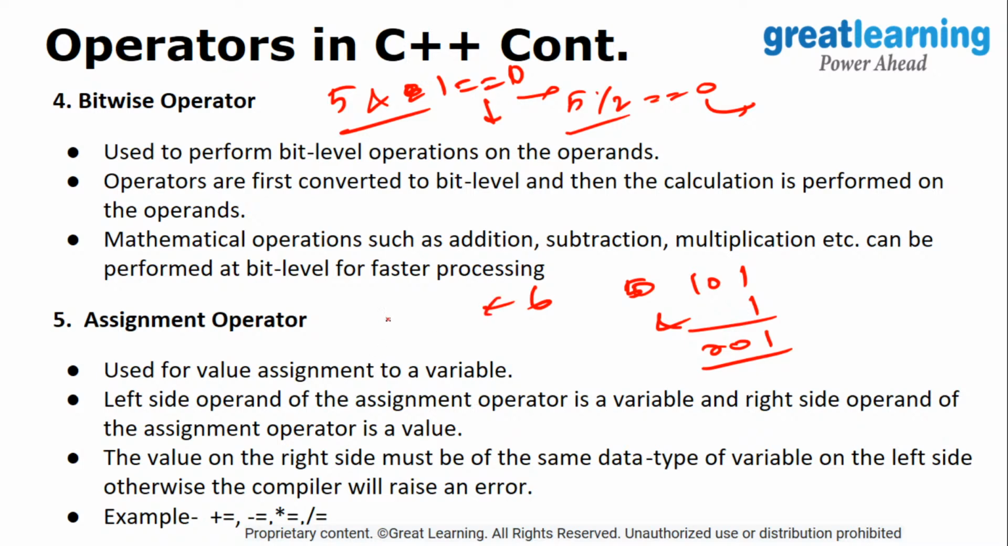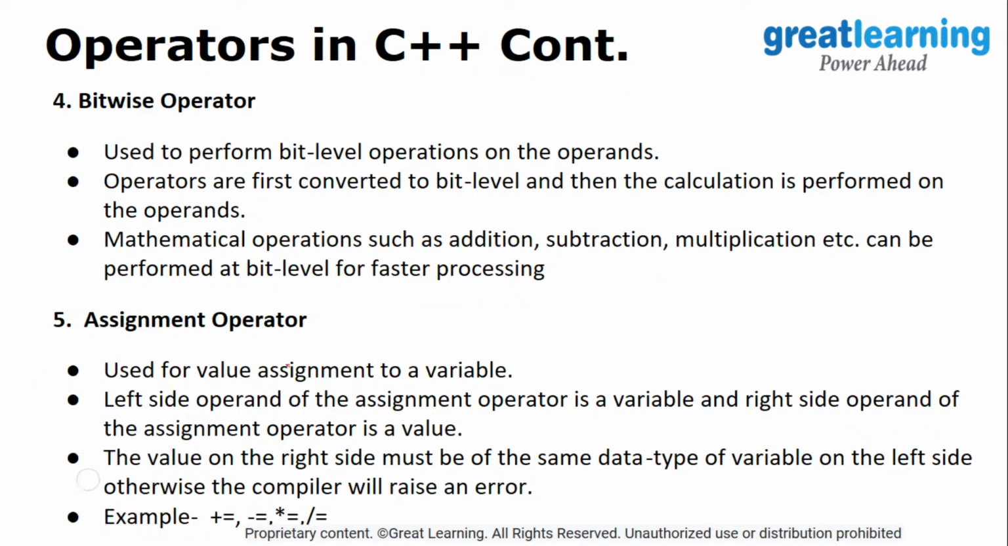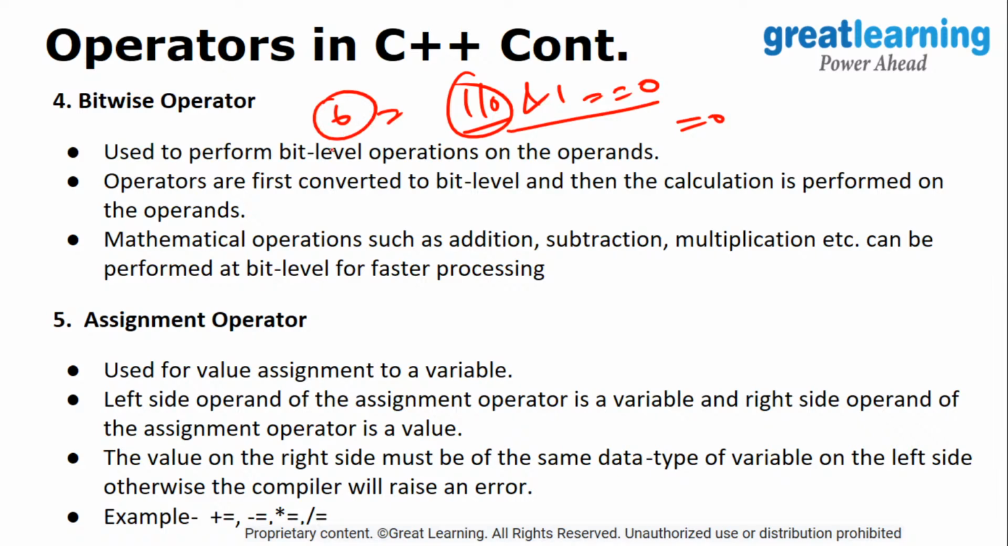So if you have 6, you will have 1 1 and 0. Let me just clear out my screen. So now if I'm using this 101, that is 6, and I'm checking if it's 0, yes it is. So I can easily say that this 6 is my even number. Obviously you can do it by dividing it by 2 as well.